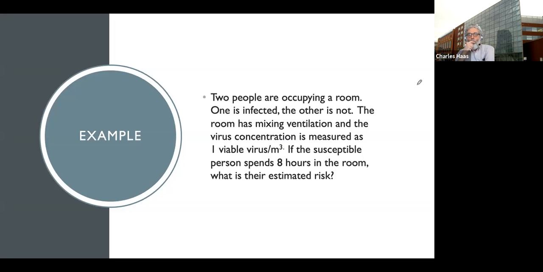So let's now apply it to a hypothetical problem with the current virus of concern. Let's say two people are occupying a room. One is infected, the other is not. The room has mixing ventilation, and we measure the virus concentration at 1 virus per cubic meter. Now, based on last week, if I had given you a ventilation rate, an emission rate of the virus from the infected individuals, and information to estimate deposition rate and decay rate, we could calculate what the estimated viable virus would be. But now, to make it simple, I've given you directly the viable virus. Let's say the susceptible person spends 8 hours in the room. What is their estimated risk?